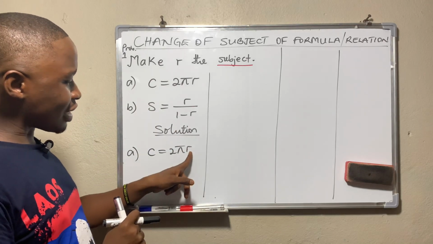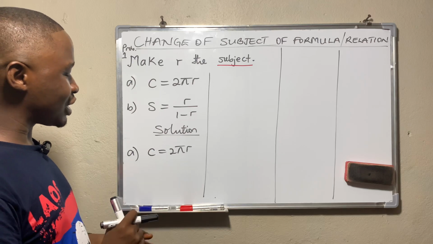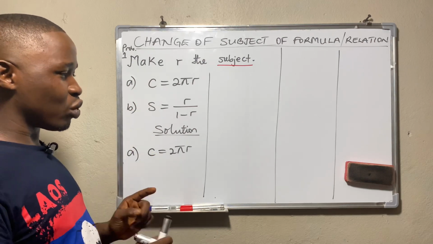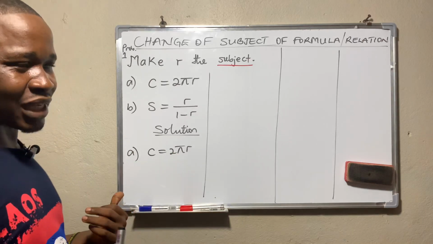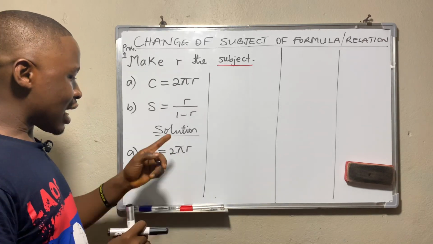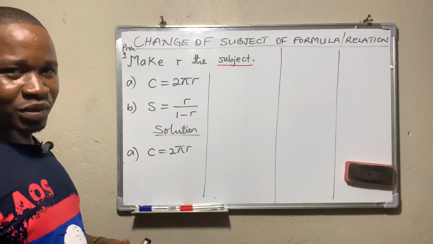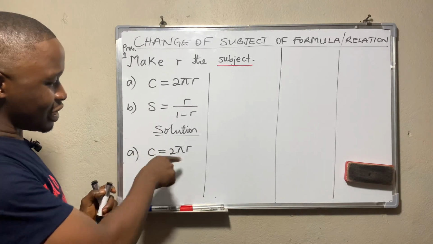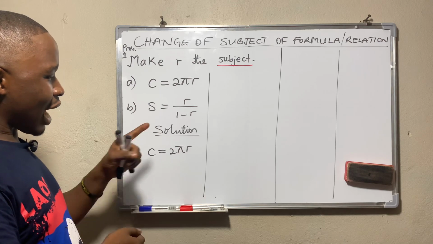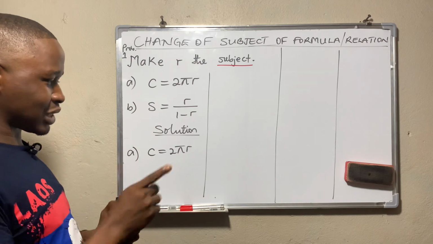So making R the new subject means R is supposed to stand alone on one side. It could be on the right-hand side, it could be on the left-hand side. The most important thing is, if we are to make R the subject, it simply means we must rearrange this formula, this relation, wherein R must stand alone on one side.